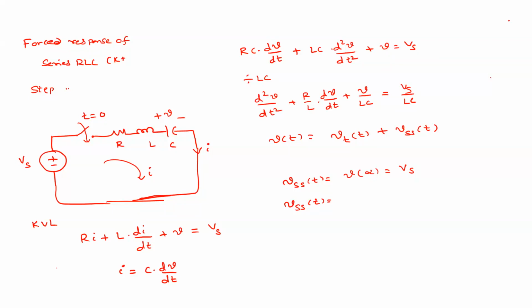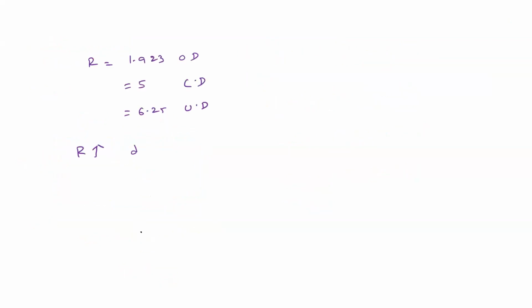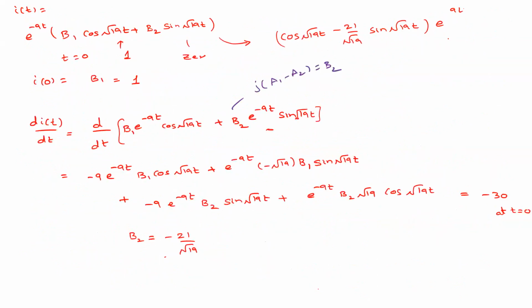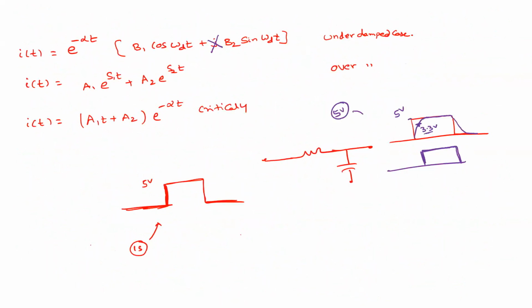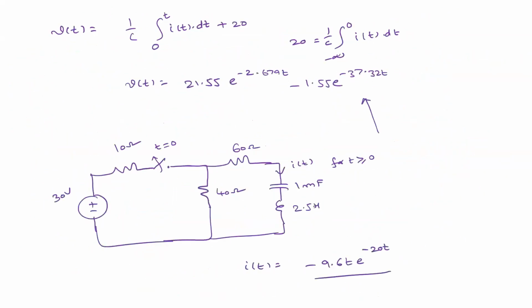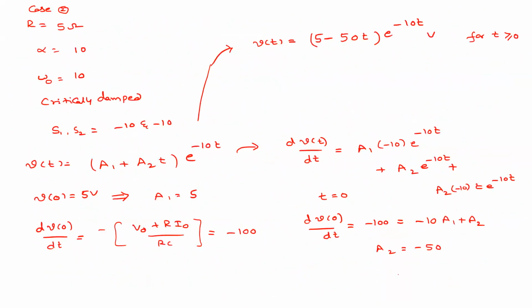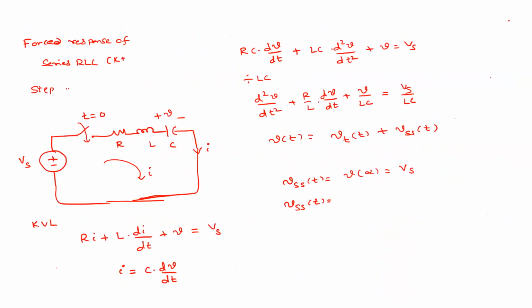Earlier we developed some equations. If you observe, all of these depend on time, so this gives you the transient response, and this is the steady state response. We have three options depending on the zeta value: zeta greater than 1, zeta equal to 1, or zeta less than 1.